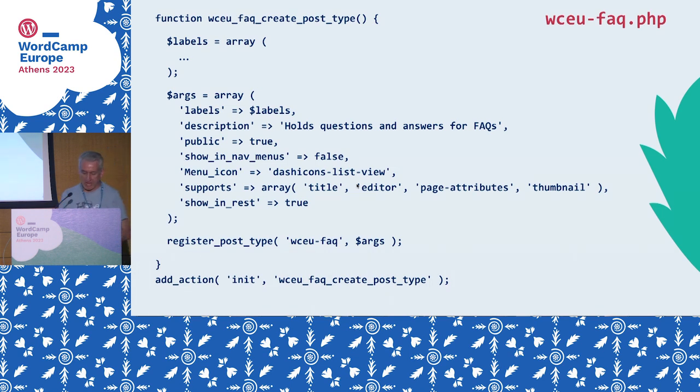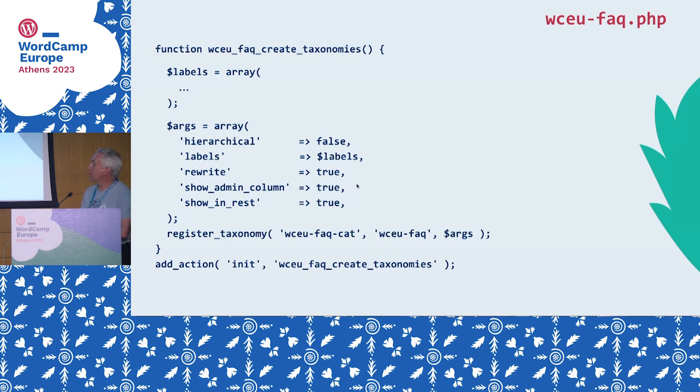Right, let's go have a look at WC FAQ PHP in the root directory of the plugin. And let's just have a quick look at it. So you can see that it implements a custom post type to store each FAQ. So that's fairly straightforward. It also implements a custom taxonomy called WCFAQCat.